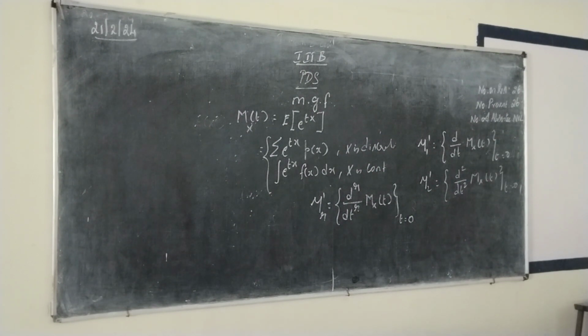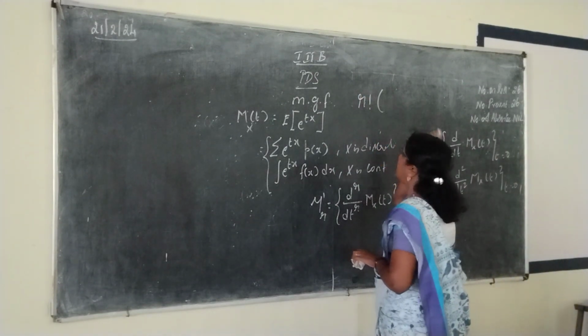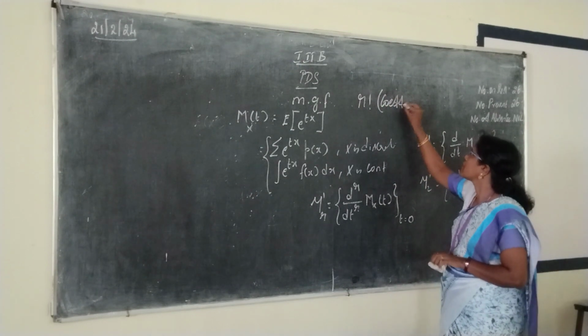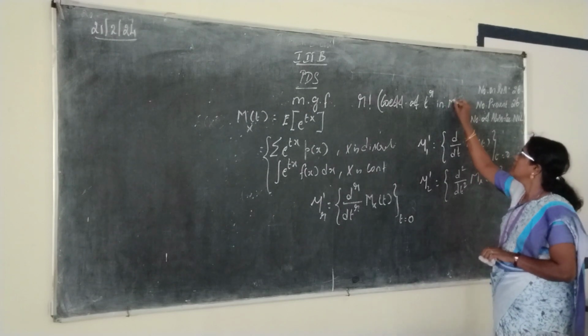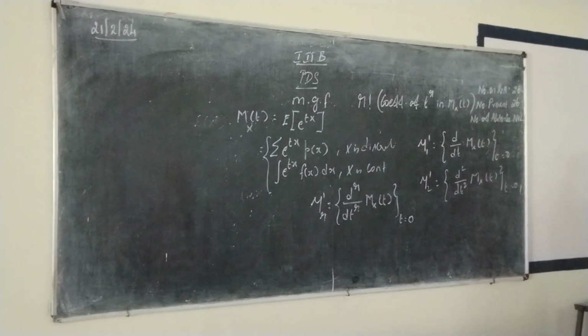Mu r dash is equal to r factorial into coefficient of t power r in Mx of t. Coefficient of t power r in Mx of t.